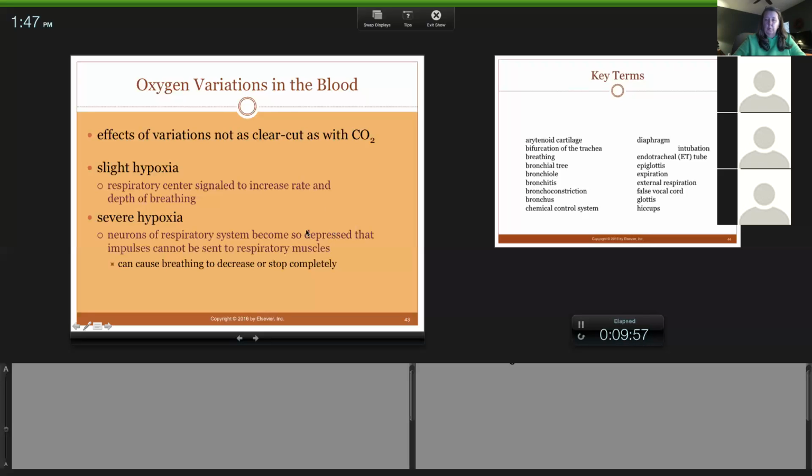If you get to a point where you're severely hypoxic, where the neurons are firing, then what can happen sometimes is they are so overloaded. Think of it like overworked, that the neurons can actually shut down and stop sending impulses to the respiratory muscles, which can have the animal stop breathing.